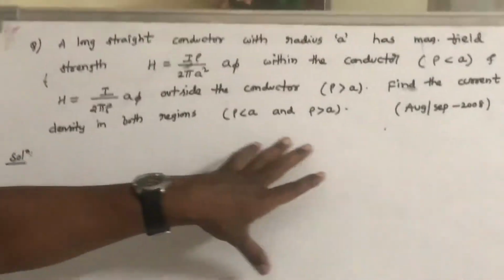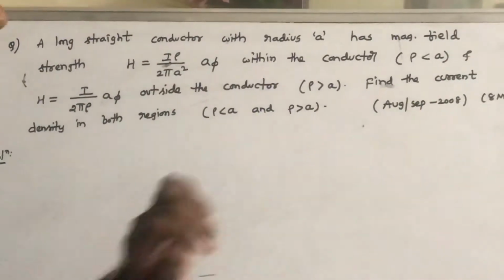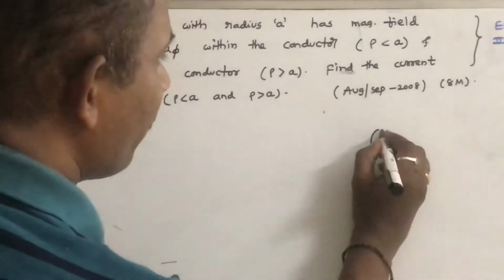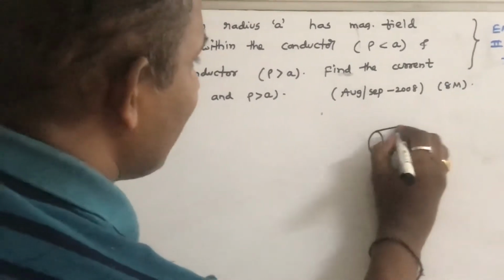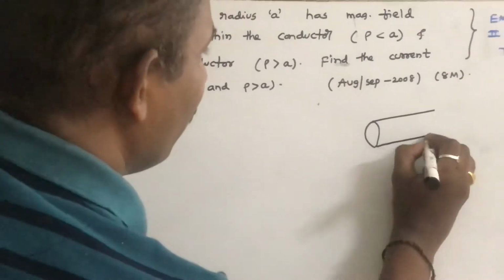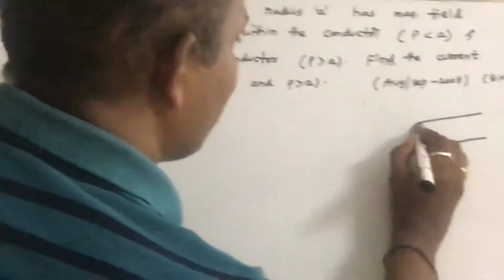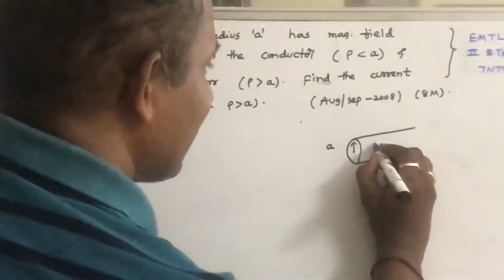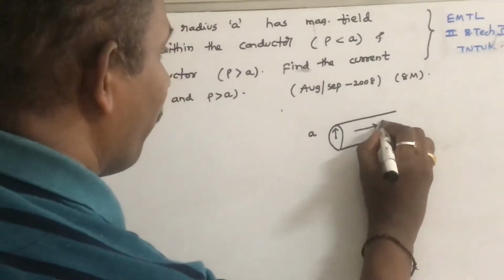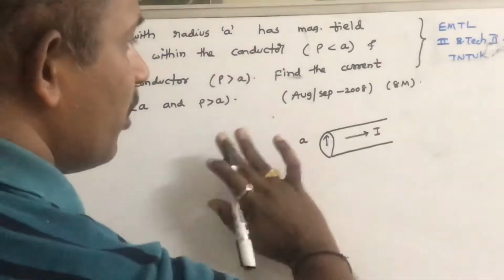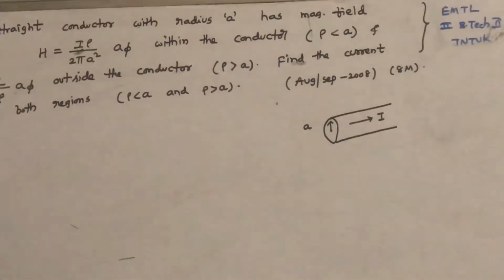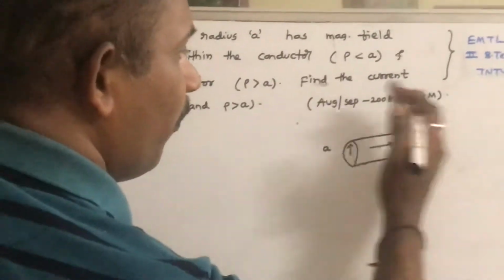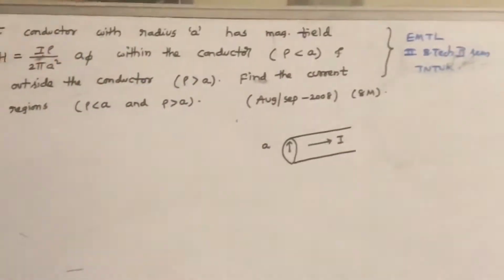So very simple question, but it's a very important question also. Let us see how to answer this question. The given information is that a conductor is given. What is the radius of the conductor? The radius of the conductor is, say, a. This conductor is carrying a current of I, which is uniformly distributed over the entire radius of the conductor. The current I is uniformly flowing through the entire surface of the conductor.